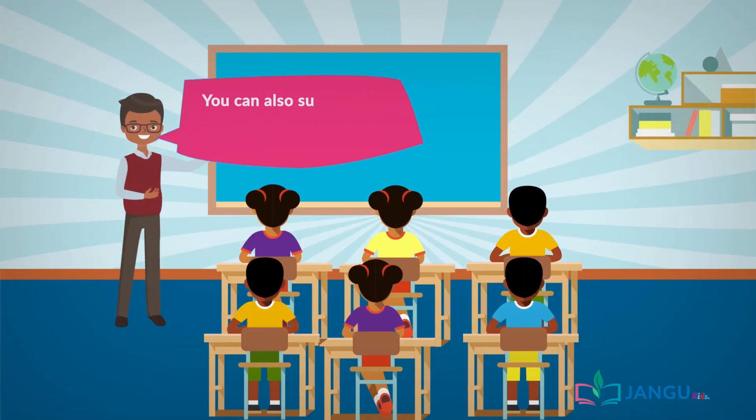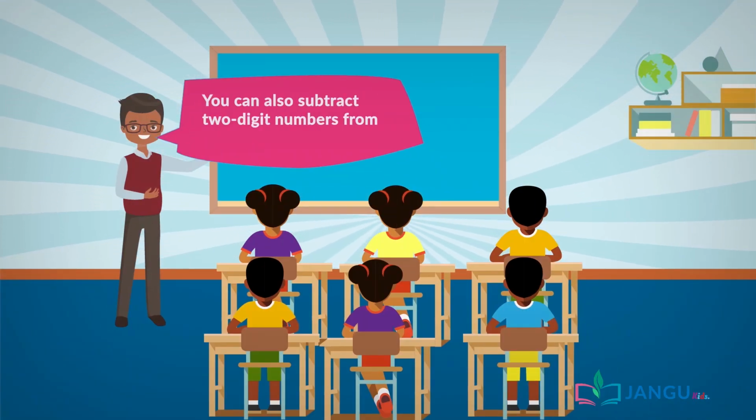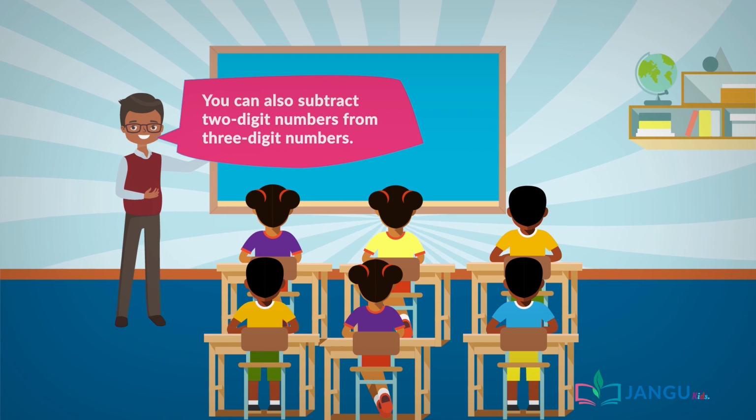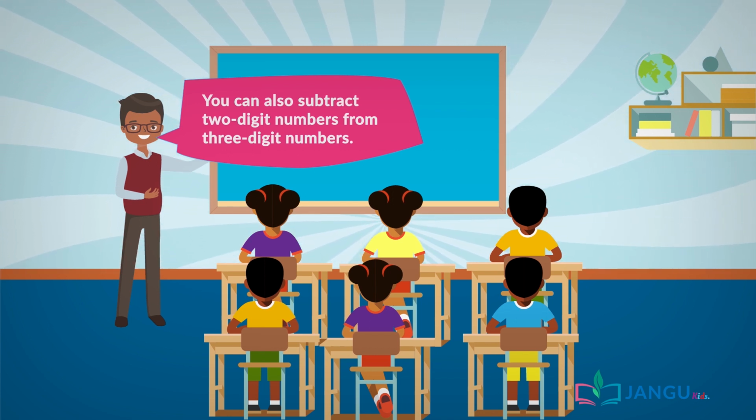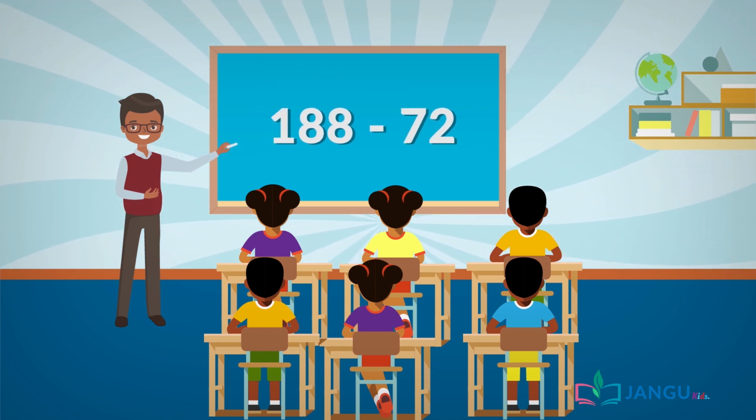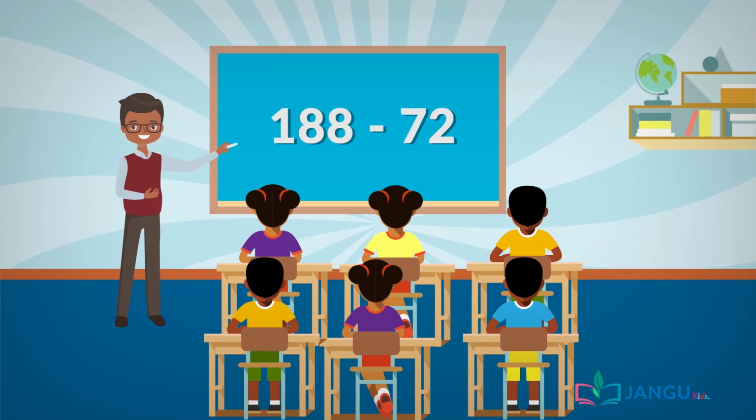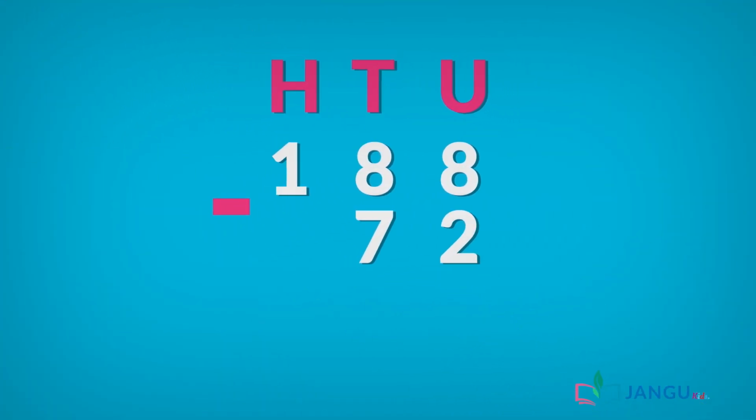You can also subtract 2-digit numbers from 3-digit numbers. For example, let's subtract 72 from 188. You also put them in place values. The answer will be 116, 1 hundred, 1 ten, and 6 units.